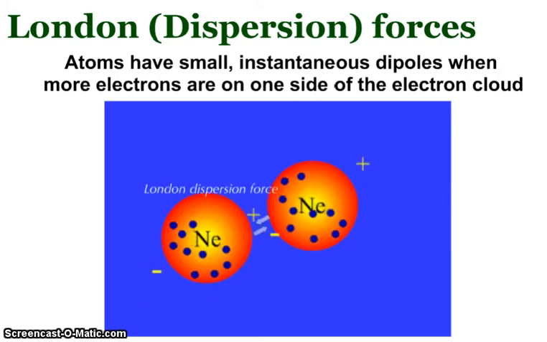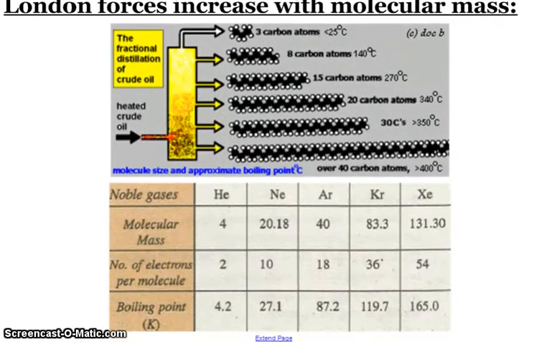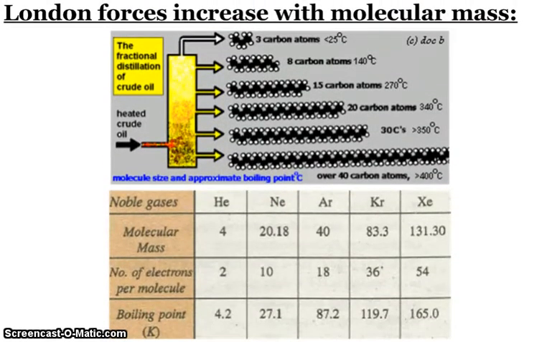So we're going to see the fact that London dispersion forces are tied in with molecular mass. A larger molecule has more electrons moving around, and we end up creating greater London dispersion forces.